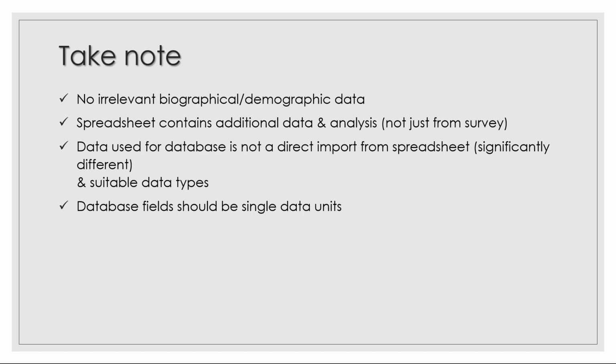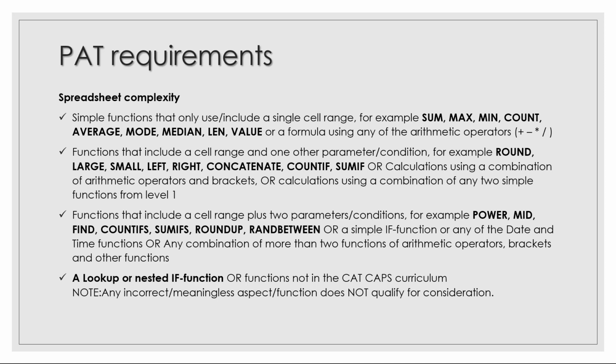Okay, so let's have a look at the specific requirements for each program. In our spreadsheet, the specific things we need to do in terms of the data is that we need to do functions on our data. We need to be able to do one of each of these bullets. We need to do a sum, max, min, count, average, mode, median, len, or value on the data. So not all of them, just one.